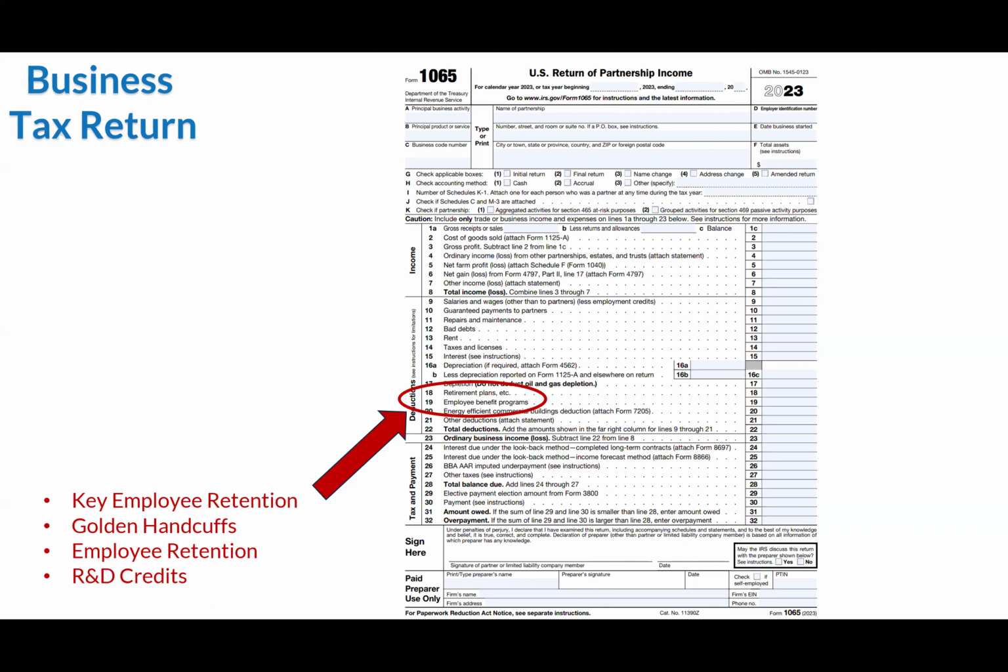So you start looking at, this could be an area to talk about employee retention, golden handcuffs, R&D credits. So these are areas that we just need to start looking at. Can we do more with our client to help them retain this key employee capital that they have, this key asset to the business, and make sure this is something that they can use going forward?